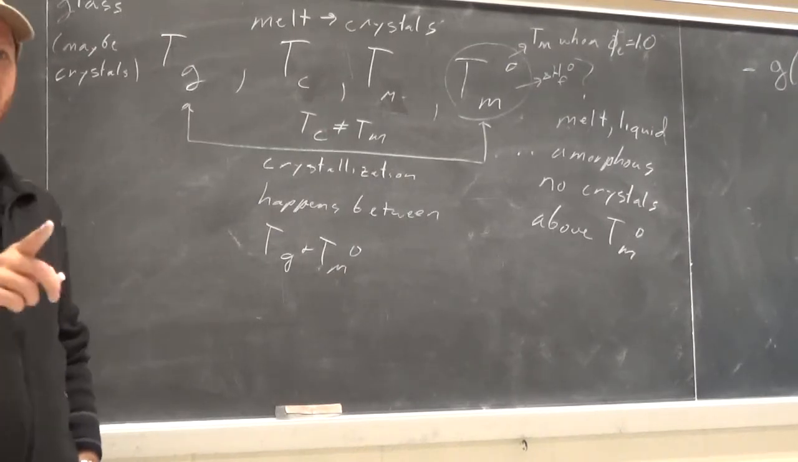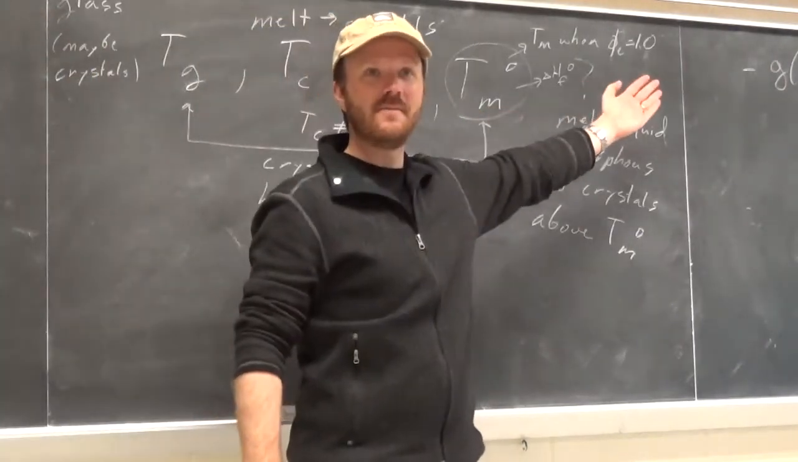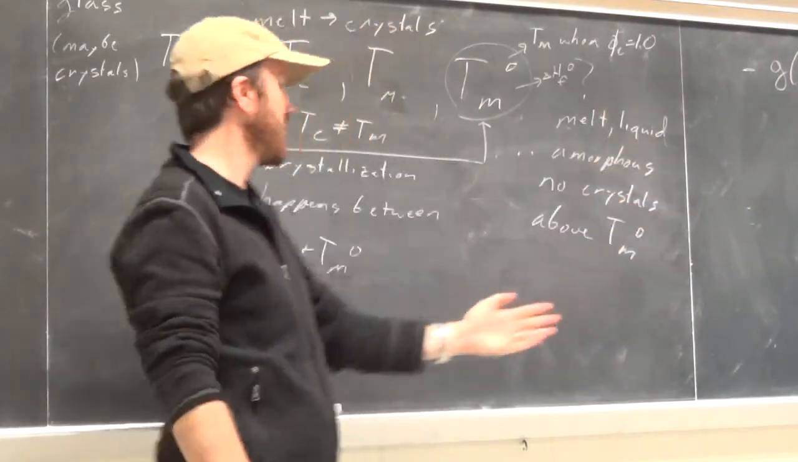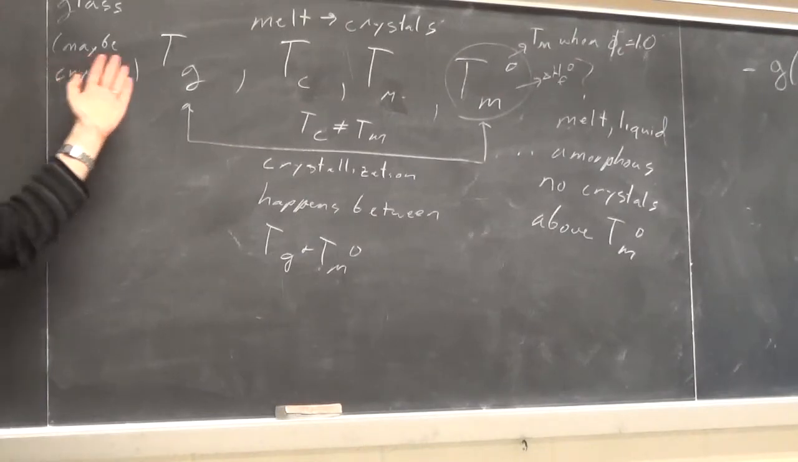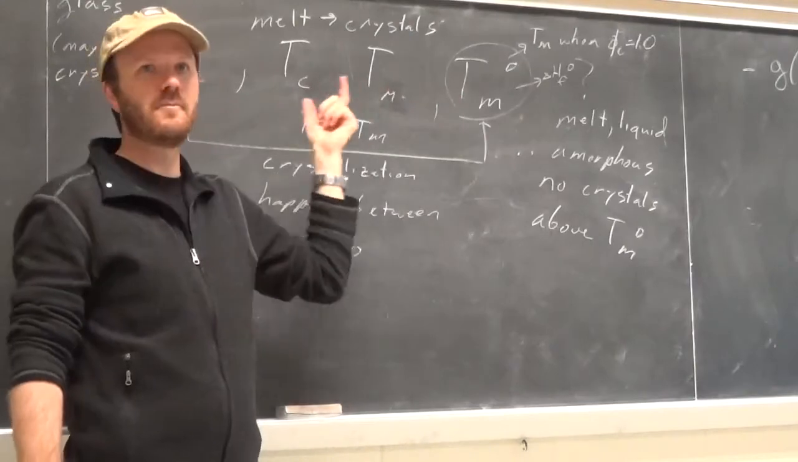One more question before I answer your question, Esther. Can we crystallize above TM0? No, the polymer is just going to sit there, right? And we can't crystallize below TG because the polymer is stuck. And so all crystallization is going to happen in here, and so TC and TM move together.